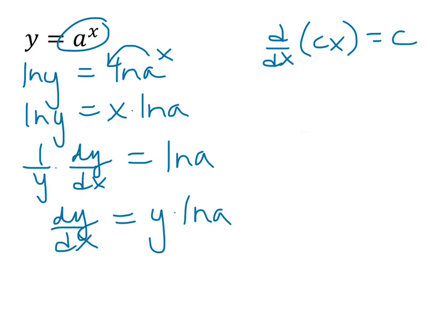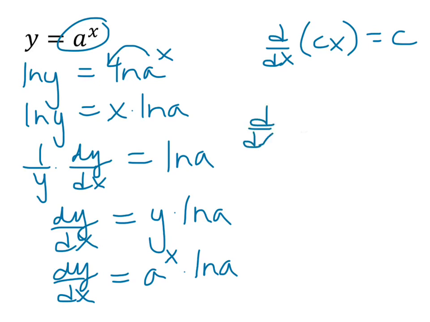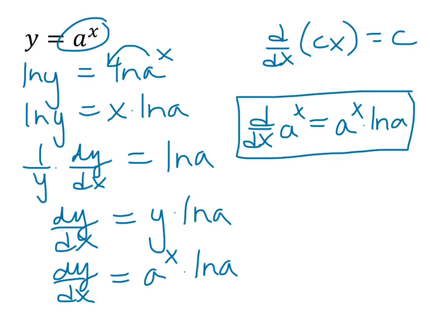And then the substitution step again. Let's substitute y. So we have dy/dx equals y being substituted with a to the x, multiplied by natural log of a. And this establishes for us a formula where the derivative with respect to x of a to the x is equal to a to the x multiplied by natural log of a, natural log of whatever that base is.